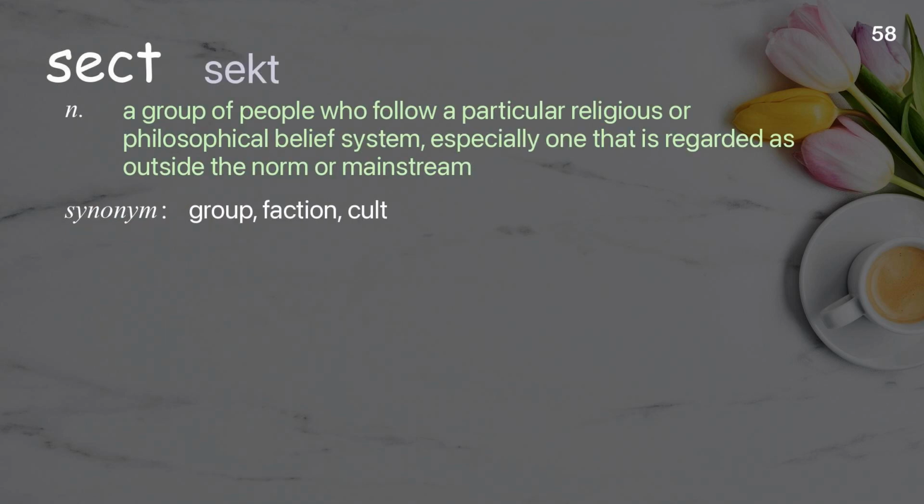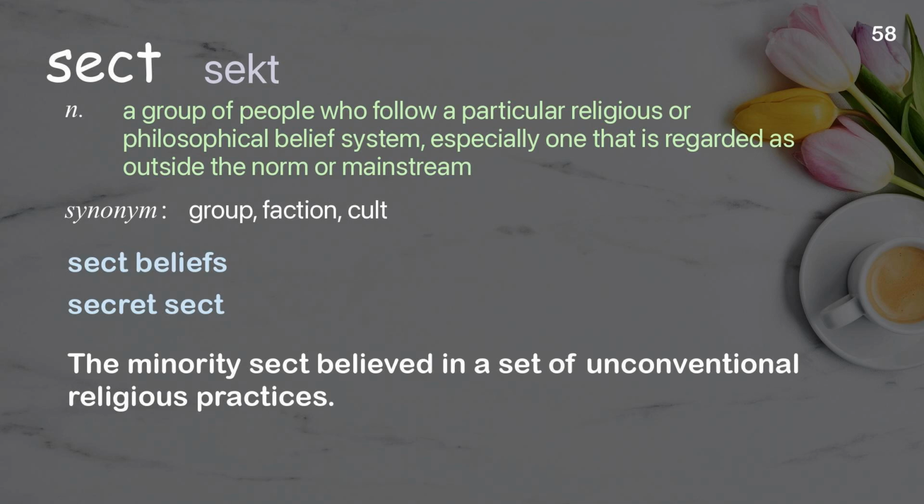Sect: A group of people who follow a particular religious or philosophical belief system, especially one that is regarded as outside the norm or mainstream. Examples: Sect beliefs. Secret sect. The minority sect believed in a set of unconventional religious practices.